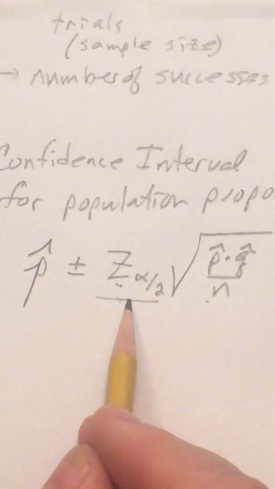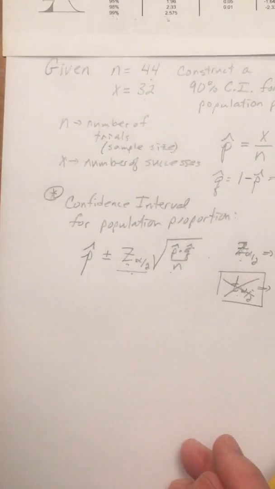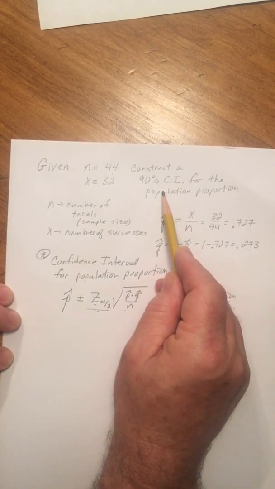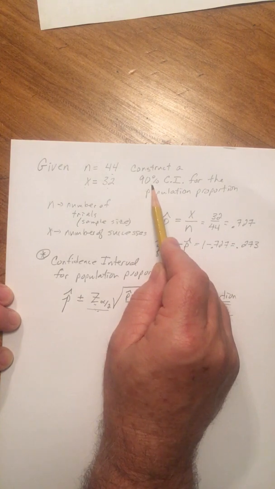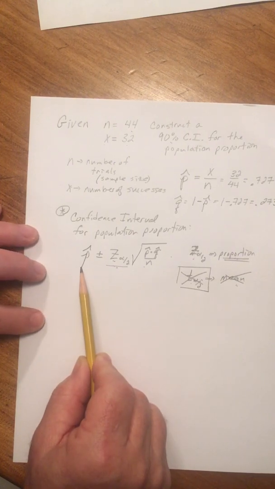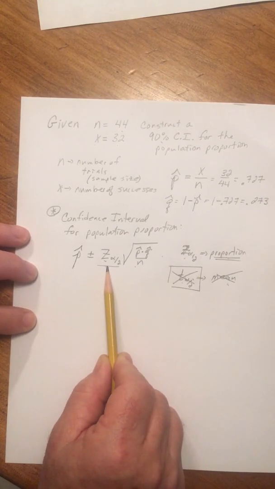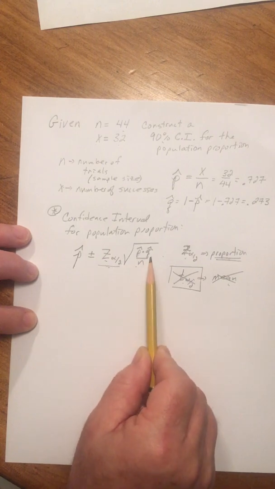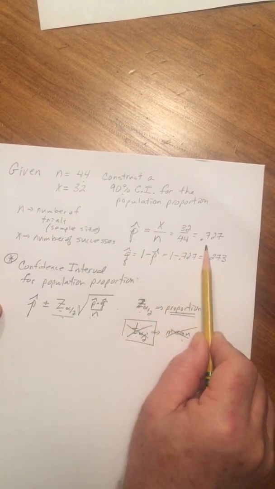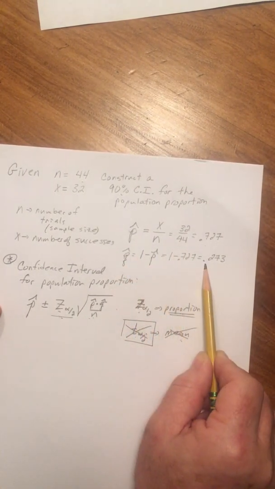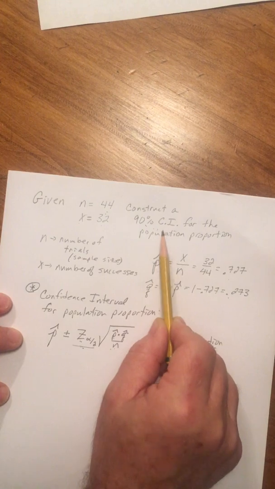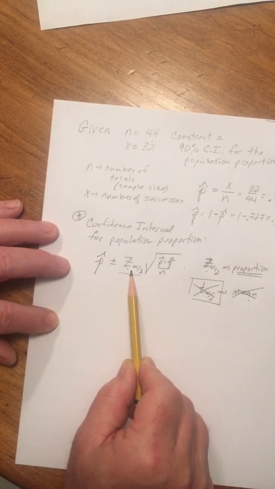All right? So, in our problem, let's go back to what we have here. We're working a 90% confidence interval, so we're at the 90% confidence level. According to this formula, we need to find a value for p hat, Z alpha over 2, q hat, and n, all of which we have. We have p hat 0.727, q hat 0.273, and n is equal to 44. All we need is this Z alpha over 2.